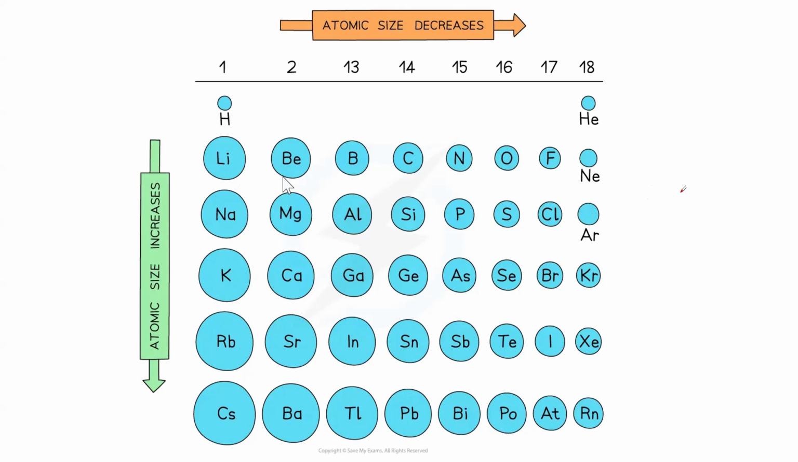and it decreases across the period, you see, because in lithium, beryllium, boron, carbon, nitrogen, oxygen, fluorine, all of these atoms have the same number of shells, but the number of electrons is increasing. So that increase in the number of electrons on the same number of shells tends to cause an increase in effective nuclear charge.